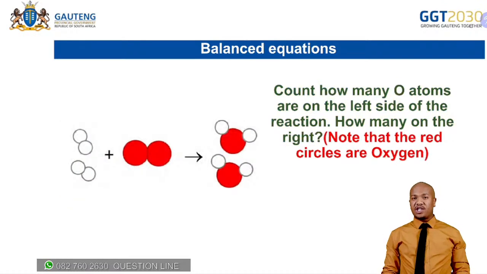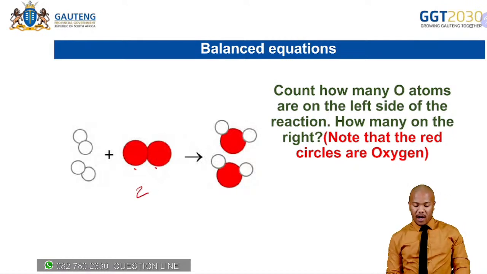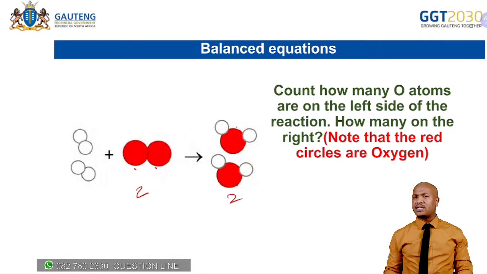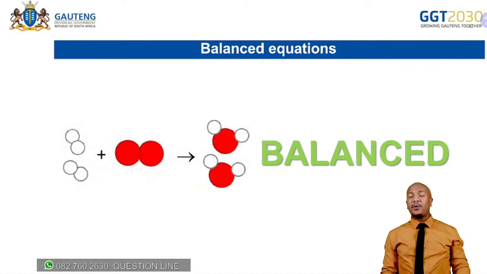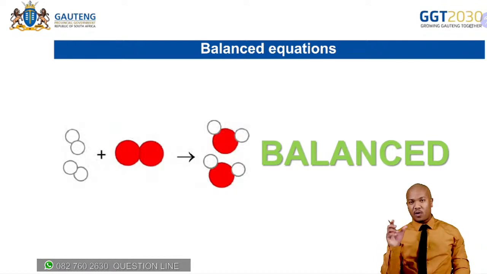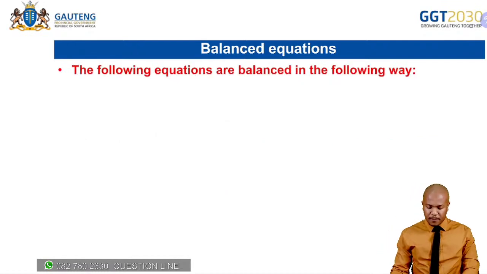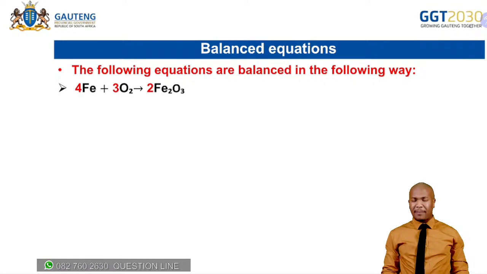Count how many oxygen atoms are on the left-hand side of the reaction and how many are on the right-hand side. Note that the red circles are oxygen. So we have 1, 2 on the reactant side, and 1, 2 on the product side. Therefore this equation is balanced because it has the same number and same type of atoms on the reactant side and the product side. Now let's look at some equations and see how they are balanced, right?